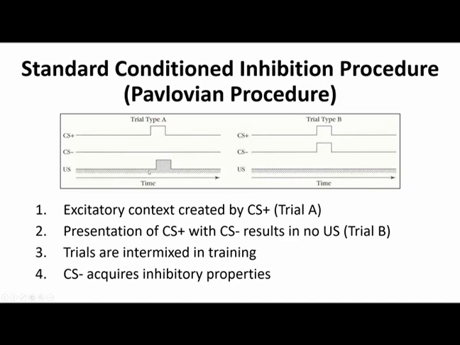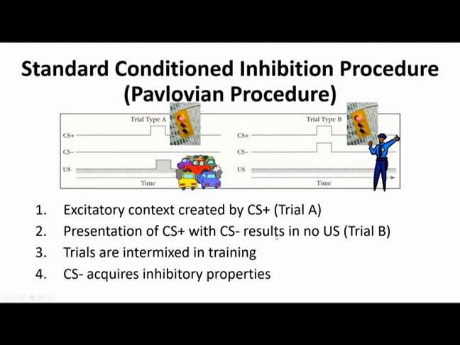And so when we're doing training, we would intermix these two, where they get some A's and some B's, so that they should learn that when you get the CS plus alone, you're going to get the US, and if you get the CS plus with the CS minus, then you get no US. This differential presentation allows us to give that CS minus inhibitory properties. Basically, we learn that it's a protective factor. When it is present, the excitatory nature of the CS plus is effectively neutralized. Now, that's really confusing. So let's do it with an example.